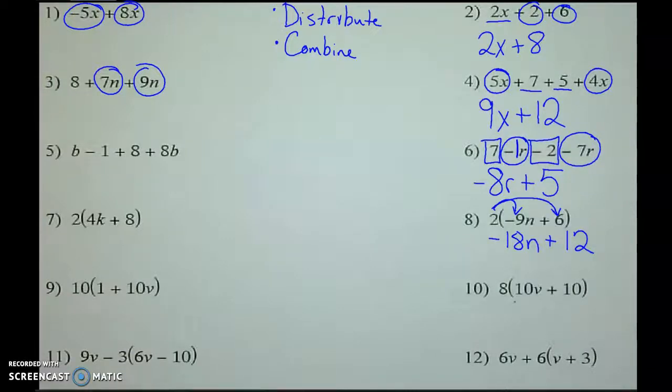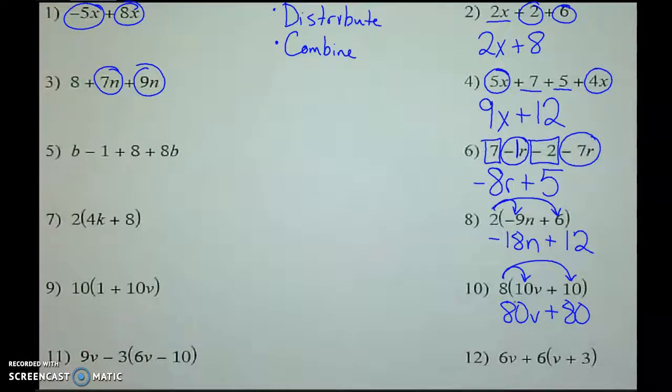Then moving on to number 10. Do I have to distribute? Yes, I do. So 8 times 10v, 8 times 10. So looking at that, 8 times 10v, it's going to be 80v. 8 times 10, it's going to give me 80. Okay, again, I can't combine when I have a variable and then a constant without a variable. Those have to stay separate.